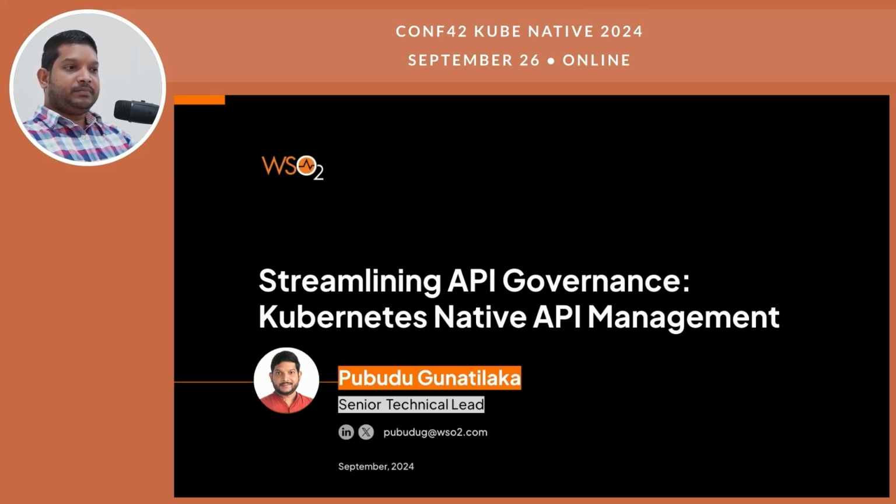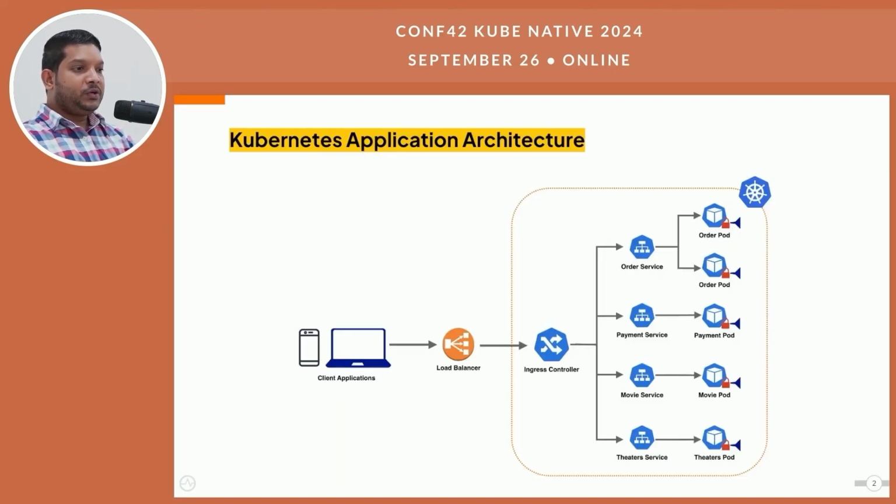within the Kubernetes ecosystem. Let's kick things off by diving into what a typical application architecture looks like in Kubernetes. Here I have designed an architecture for a movie ticketing system where users can book tickets through the platform. The system consists of various services like order, payment, movie, and theater services. To make the application accessible to external client applications, the Ingress controller is used. However, you will need to implement essential functionalities such as security, rate limiting, and others within the service itself, as the Ingress controller does not inherently provide these capabilities.